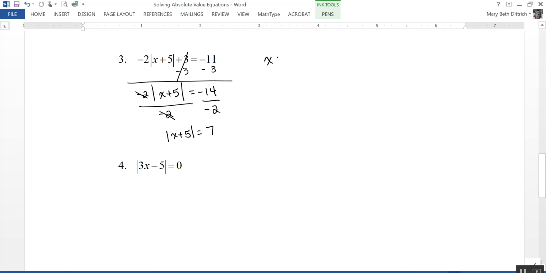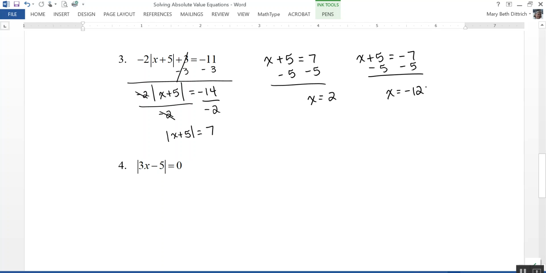So from there I'm going to write my two equations, because the expression between the bars can equal a positive 7, or the expression between the bars can equal a negative 7. And solving this, I have x equals 2, and solving this one, I have x equals negative 12. So my two solutions are x equals 2 and x equals negative 12. Make sure that you're isolating the absolute value before you write the two equations.